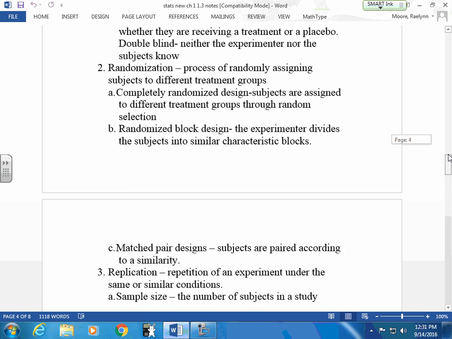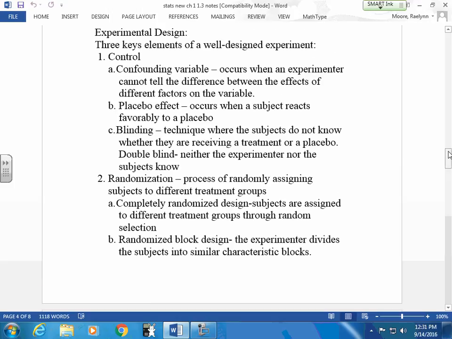All right, your experimental design. There are three main elements to make sure that you have good control or well-designed control over your experiment. One of them is control. Control also takes into account if you have any confounding variables, and you don't want any confounding variables, something that will affect the thing you're looking at, your variable. It occurs when we can't tell the difference between the effect of what something else happens to yours.